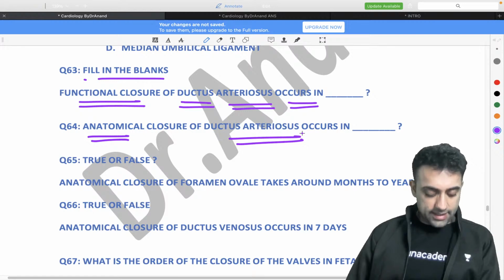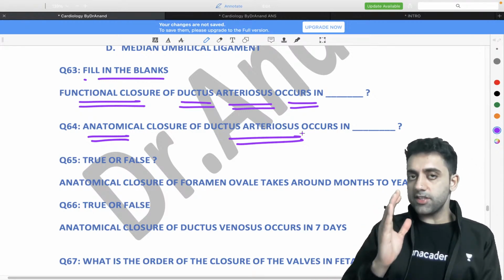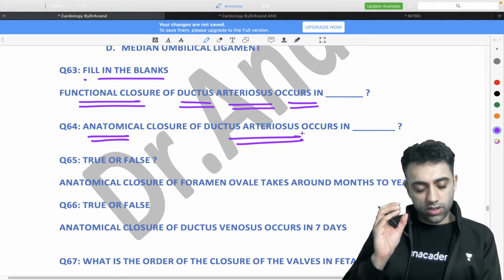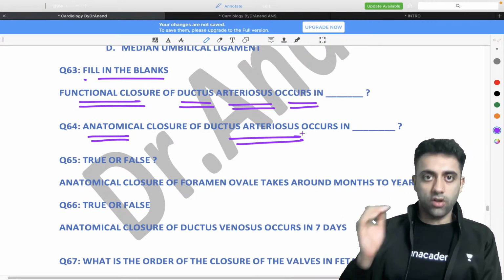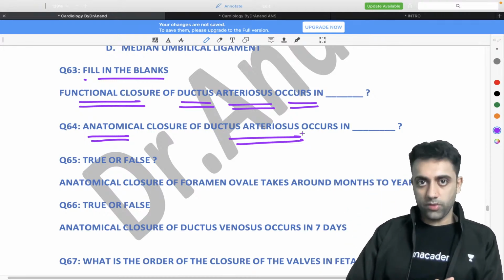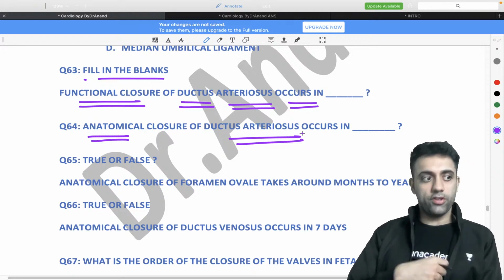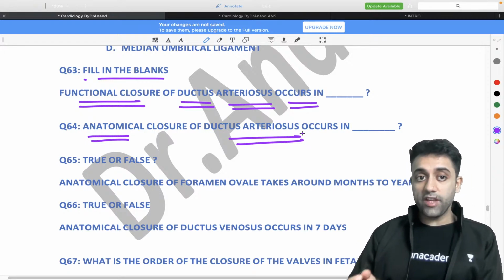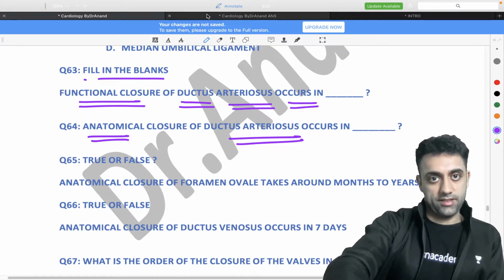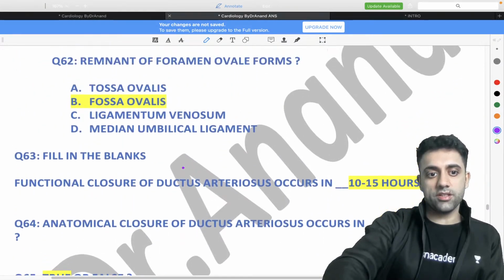Sarika? I think Sarika is telling a better answer. See, ductus arteriosus, which is between the pulmonary artery and descending aorta, normally should close. Normally, ductus arteriosus is open in fetal circulation. Once the baby is out, ductus arteriosus slowly starts closing. So we have functional closure and anatomical closure. For question number 63, the best answer is yes. Good question, Ira.